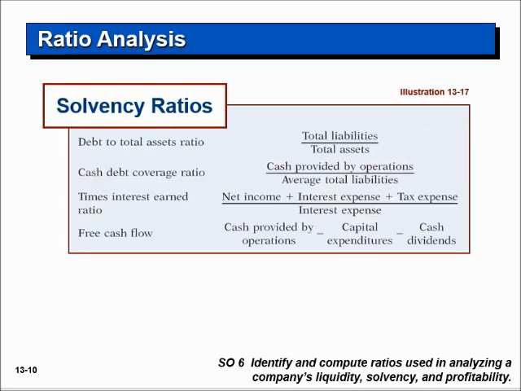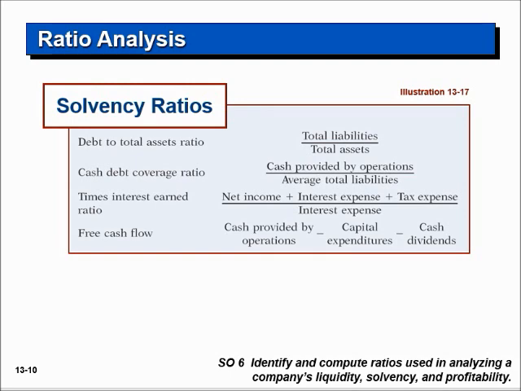Then we have solvency ratios. Solvency is for the long haul. A few different solvency ratios we have. The debt to total assets ratio. What are our total liabilities compared to our total assets? What do we owe compared to what we own? We have the cash debt coverage ratio. That's our cash flow from operations divided by our average total liabilities. What we get from operating divided by how much we owe to people.